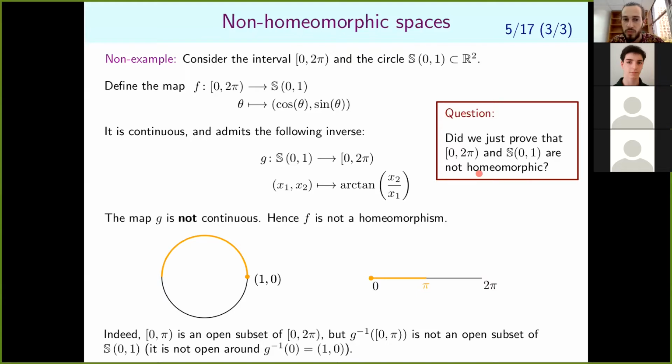Not exactly, because you just showed that this specific function doesn't work. You had to show there was no function, not that any specific function would fail. Exactly. What I proved here is that this natural map is not a homeomorphism. But to prove that the two spaces are not homeomorphic, you have to show that there is no homeomorphism between them. So this is not enough here. And in general, the question of showing that two spaces are not homeomorphic is very complicated because you have to prove.